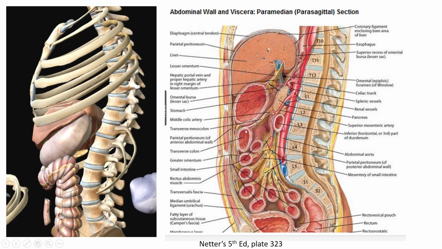And then these are loops of bowel. This is a transverse colon here, and then these are loops of small bowel here. And this is the first part of the duodenum. Excuse me, the third part of the duodenum.